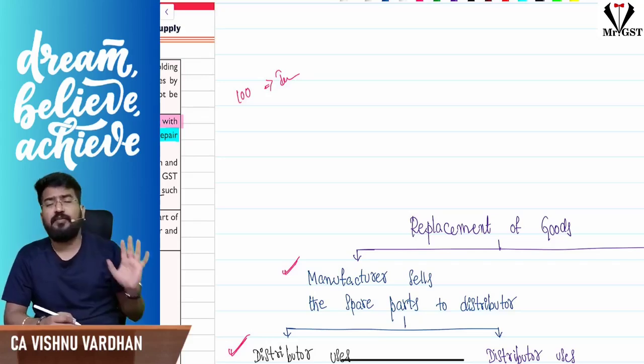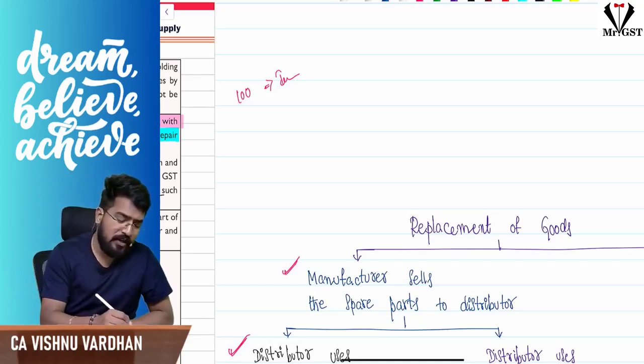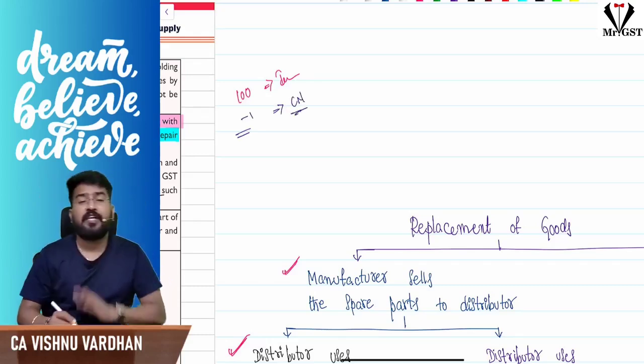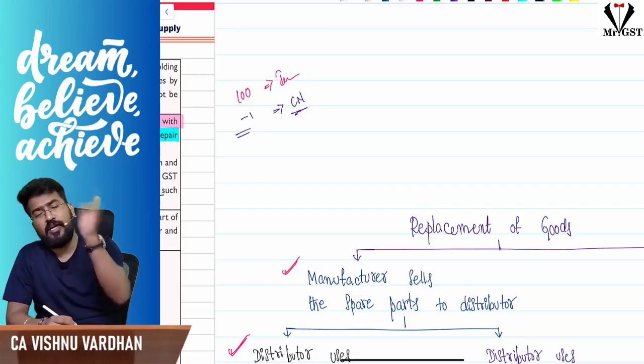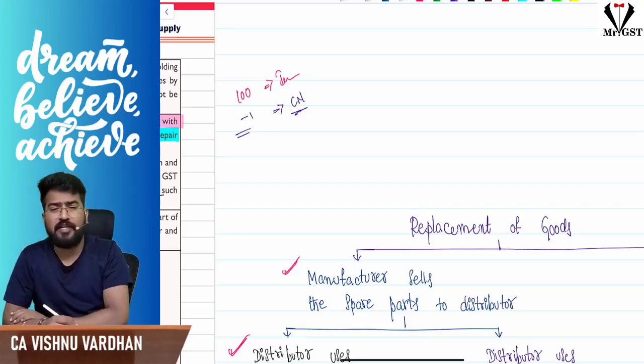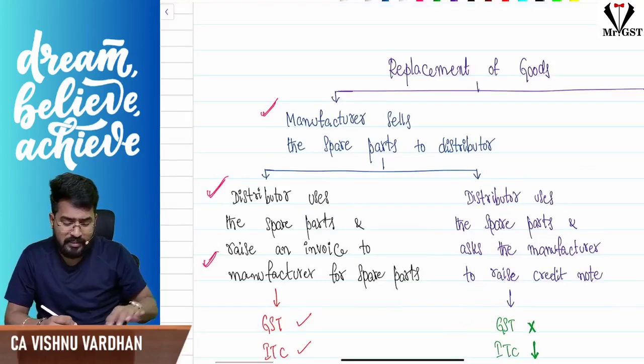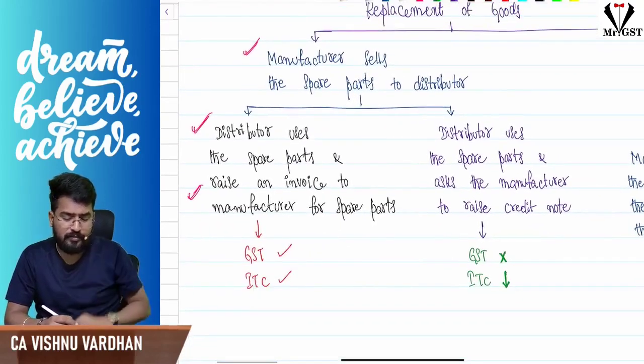So I will not pay for 100 silencers. I will pay only for 99 silencers. So for this one silencer, he will ask the Honda company to raise a credit note. So what will happen? Honda company will raise a credit note on the Honda showroom dealer, and the dealer will reverse the ITC accordingly. Am I clear?